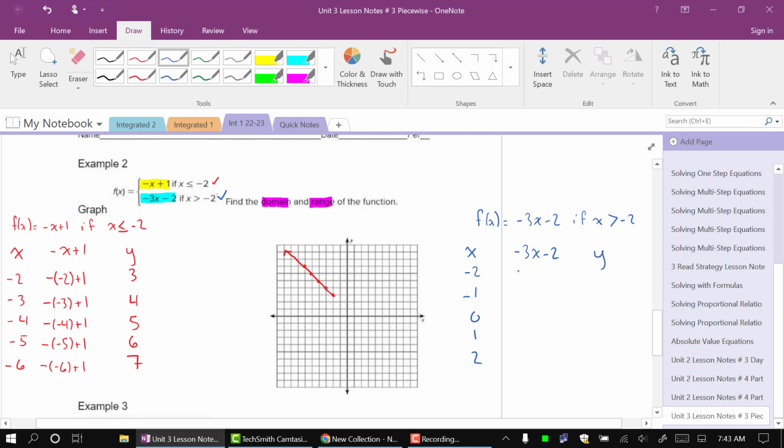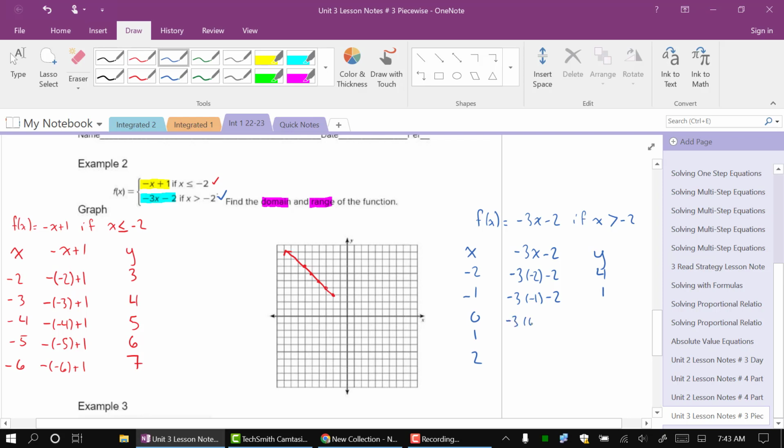So let's start putting stuff in. So we have negative 3 times negative 2 minus 2. So negative 3 times negative 2 is 6. 6 minus 2 is 4. Negative 3 times negative 1 minus 2. Negative 3 times negative 1 is 3. 3 minus 2 is 1.